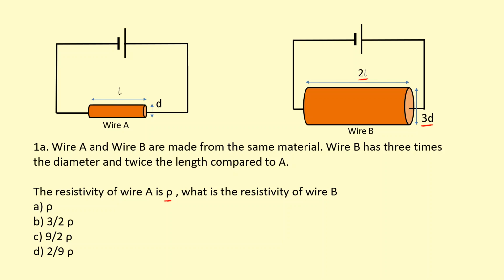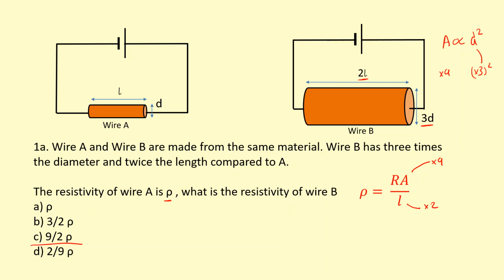Okay, what some students might do in this case is take the equation for resistivity, and they might realize that area is directly proportional to the diameter squared. So if the 3 gets squared, it becomes times 9. So they'll say, okay, well, the area has become times 9, and they'll realize that the length is times 2. And then, as you can see, one of the options given to us is 9 over 2 over here. So they might go for that answer there.